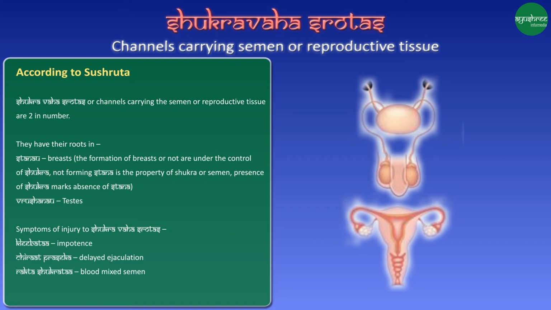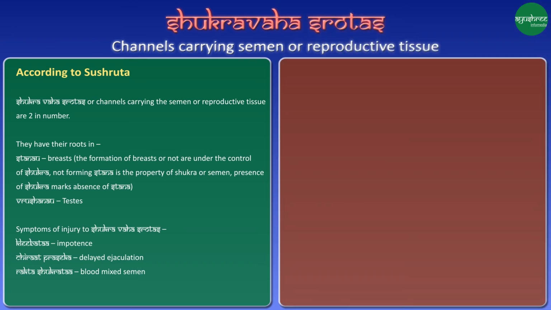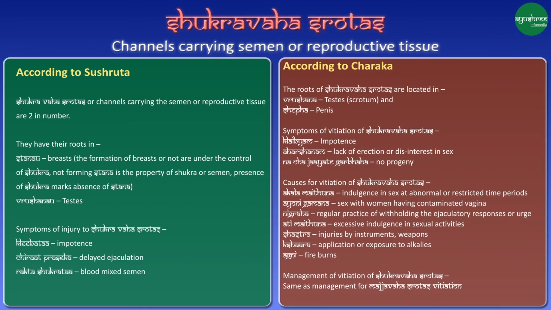They have their roots in breast and testes. Symptoms of injuries to Shukrava Srotas are impotence, delayed ejaculation, blood mixed semen. According to Charaka, the roots of Shukrava Srotas are located in testes and penis. Symptoms of vitiation of Shukrava Srotas are impotence, lack of erection or disinterest in sex, no progeny.